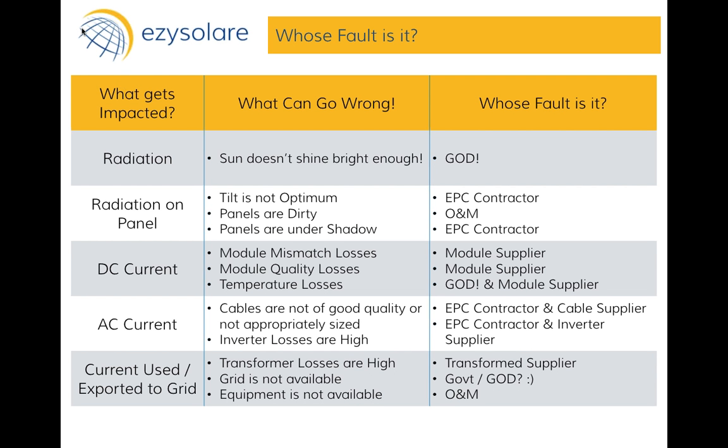If the grid is not available, then probably you can blame it on the government, which is same as blaming it on God, because you can't track either. So yeah, there's nothing you can do about that either. Lastly, if your equipment is not available, then again, it's the O&M contractor's fault. He's not doing his job properly.